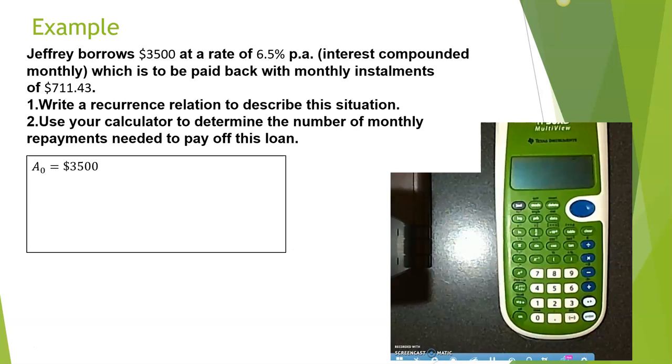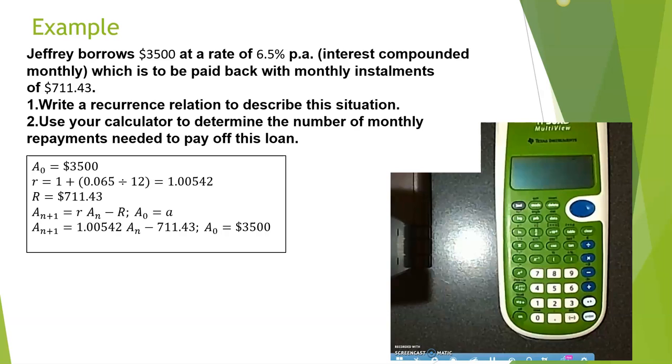So here's our starting balance. Here's our interest rate, 1 plus 6.5% divided by 12 because it's compounded monthly. Here's our repayments. Here's the general formula for the recurrence relation, and here it is, where this is our interest rate, this is the amount that we started with, and this is what we're taking away.